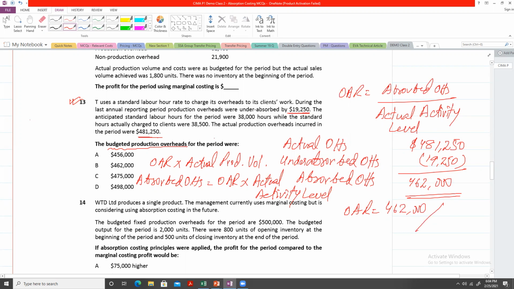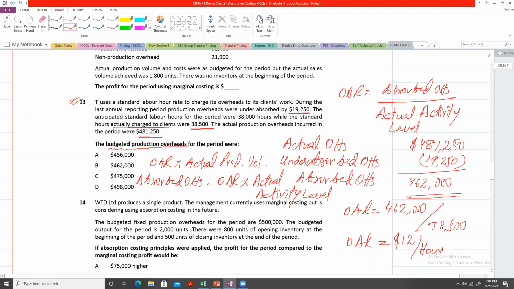How much is the actual activity level? The anticipated standard labor hours, while the actual hours, how much are the actual hours? Actual hours are 38,500. So the overhead absorption rate is how much? The overhead absorption rate is $12 per hour. OAR is $12 per hour.